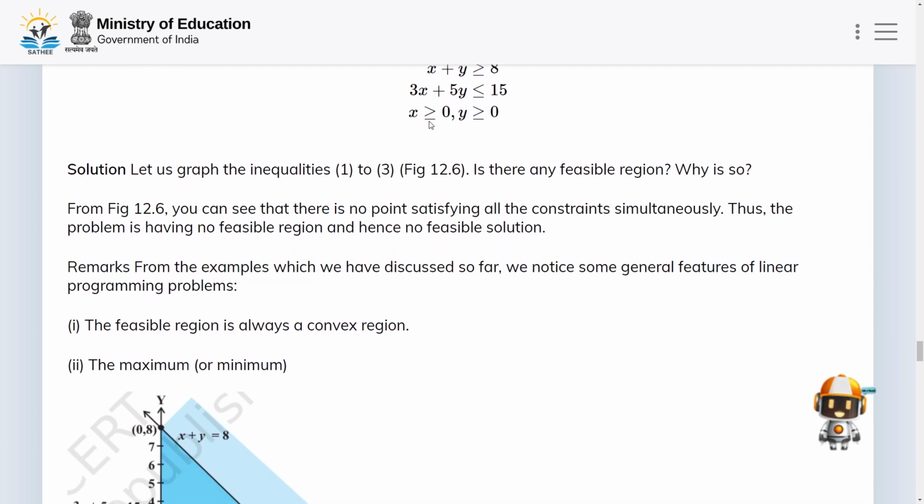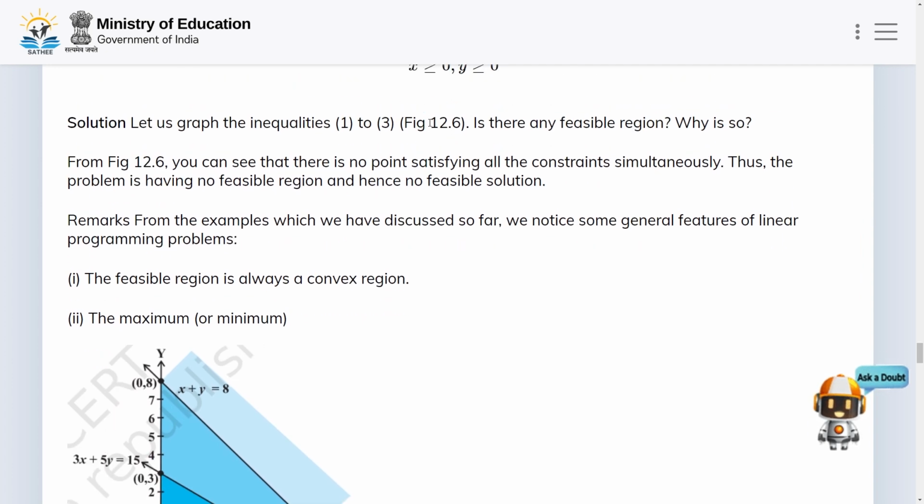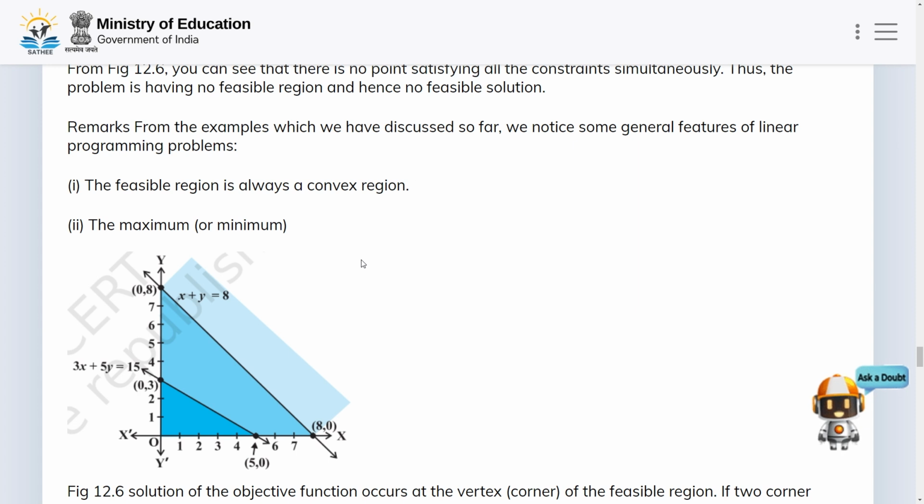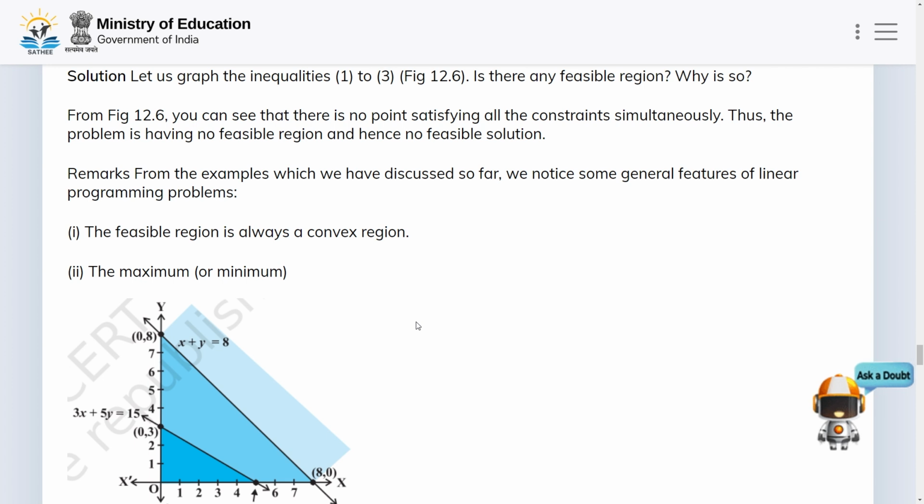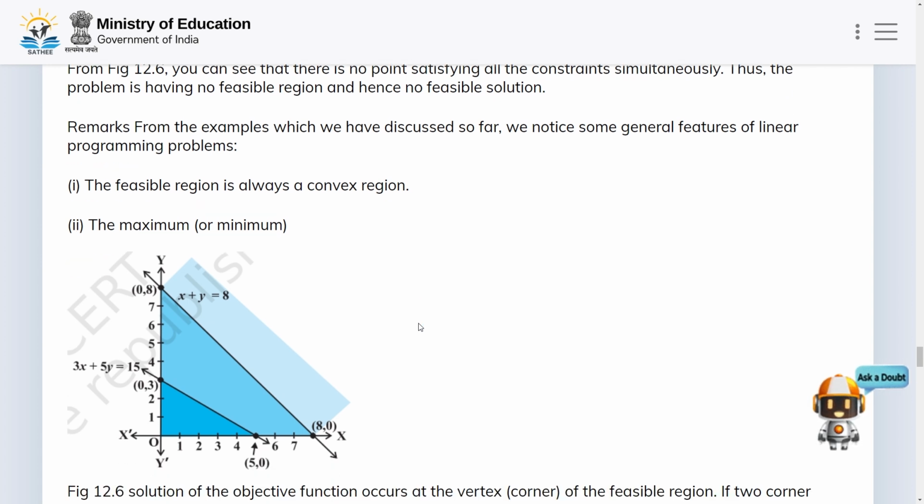Now what is happening? This means you have no common points where all the constraints are satisfied simultaneously. Thus the problem has no feasible region and hence no feasible solution. Clear? I hope that it is clear why we are saying that it is not a feasible solution. There exists no feasible solution. So far so good.